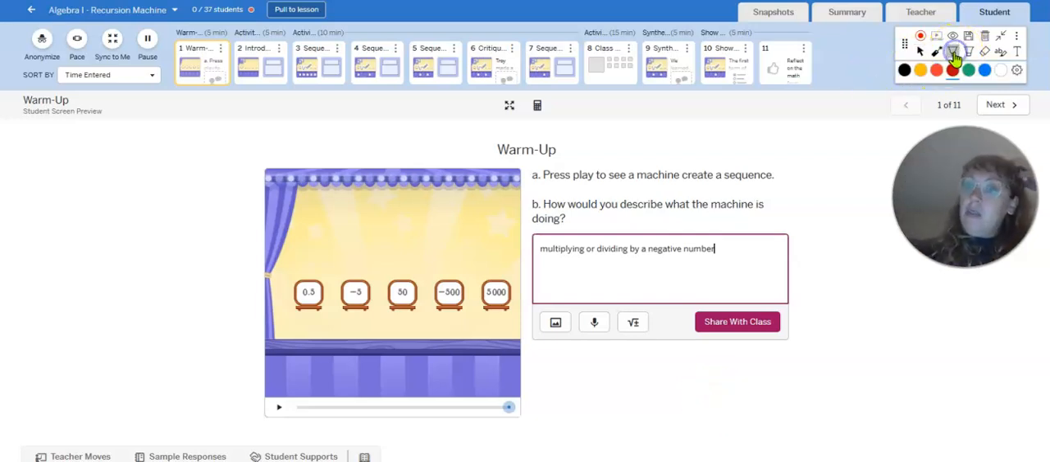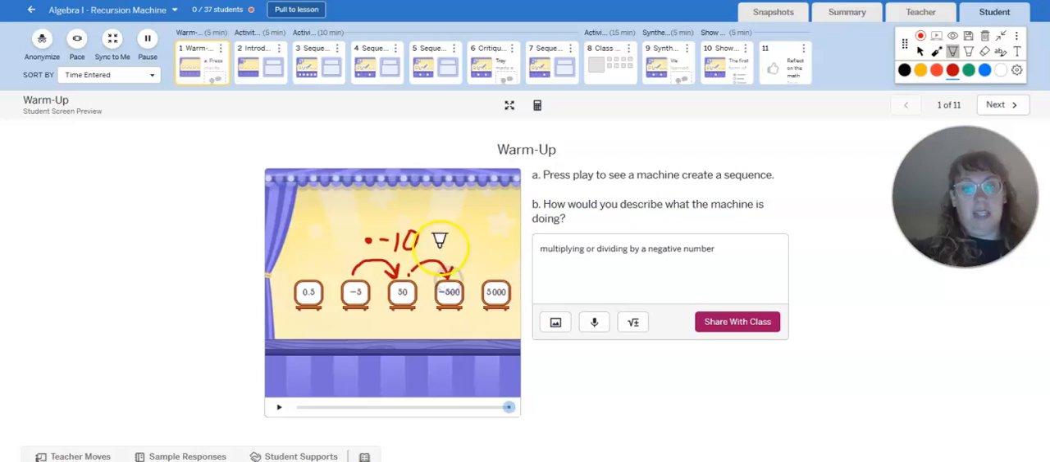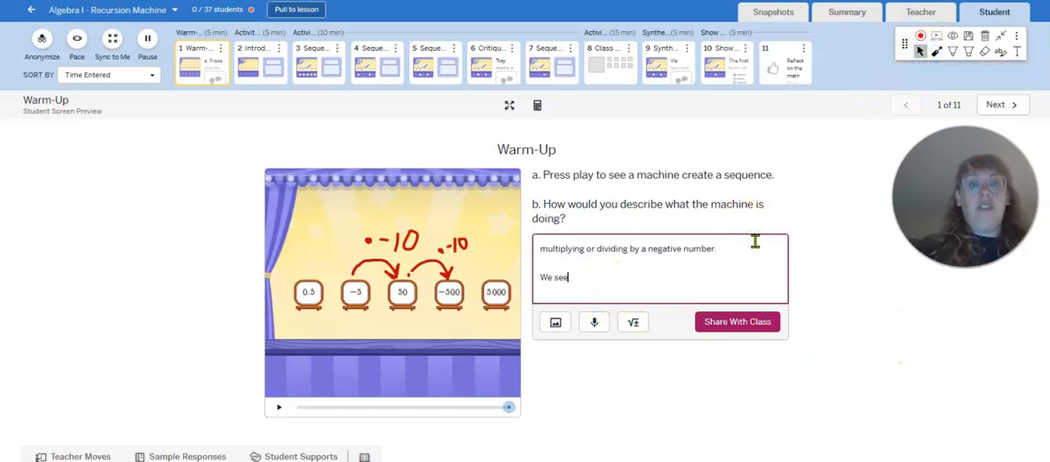So you want to just pick two numbers that feel good in your brain to see, like to go from -5 to 50. What could we multiply by? And that's going to be a -10. And 50 times -10 is -500. -500 times -10 is 5,000. So we see this is a constant ratio, which can be multiplication or division of -10. And you can share that with the class when you're ready, and then push ahead to slide 2.